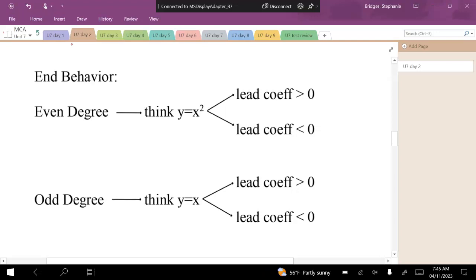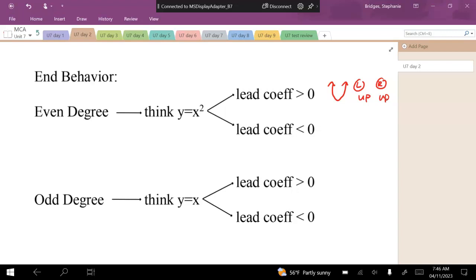end behaviors. So if it is an even degree, the highest degree term, if the exponent on that term is even, then it's going to be somewhat similar. The end behavior will be at least of a parabola. If my leading coefficient is greater than 0, meaning positive, that means my parabola is going to be opening up. And we would describe that as left side is up, the right side is also up. Now, if it's an x to the fourth, your graph isn't going to look exactly the same as an x squared, but the end behavior will be the same.